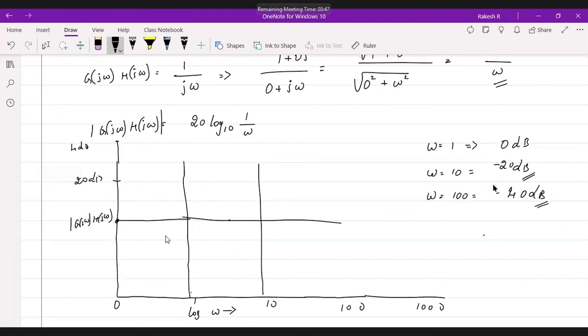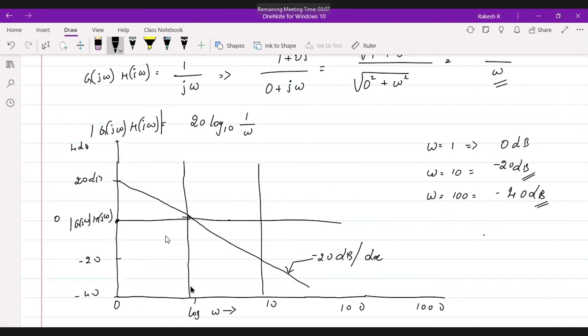This is for a pole here. That means when you want to draw a plot, this is the 0 dB line, this is minus 20, this is minus 40 here. That means for every decade, this is the decreasing line here like this. This is minus 20 dB per decade. This is how the system is reducing here.